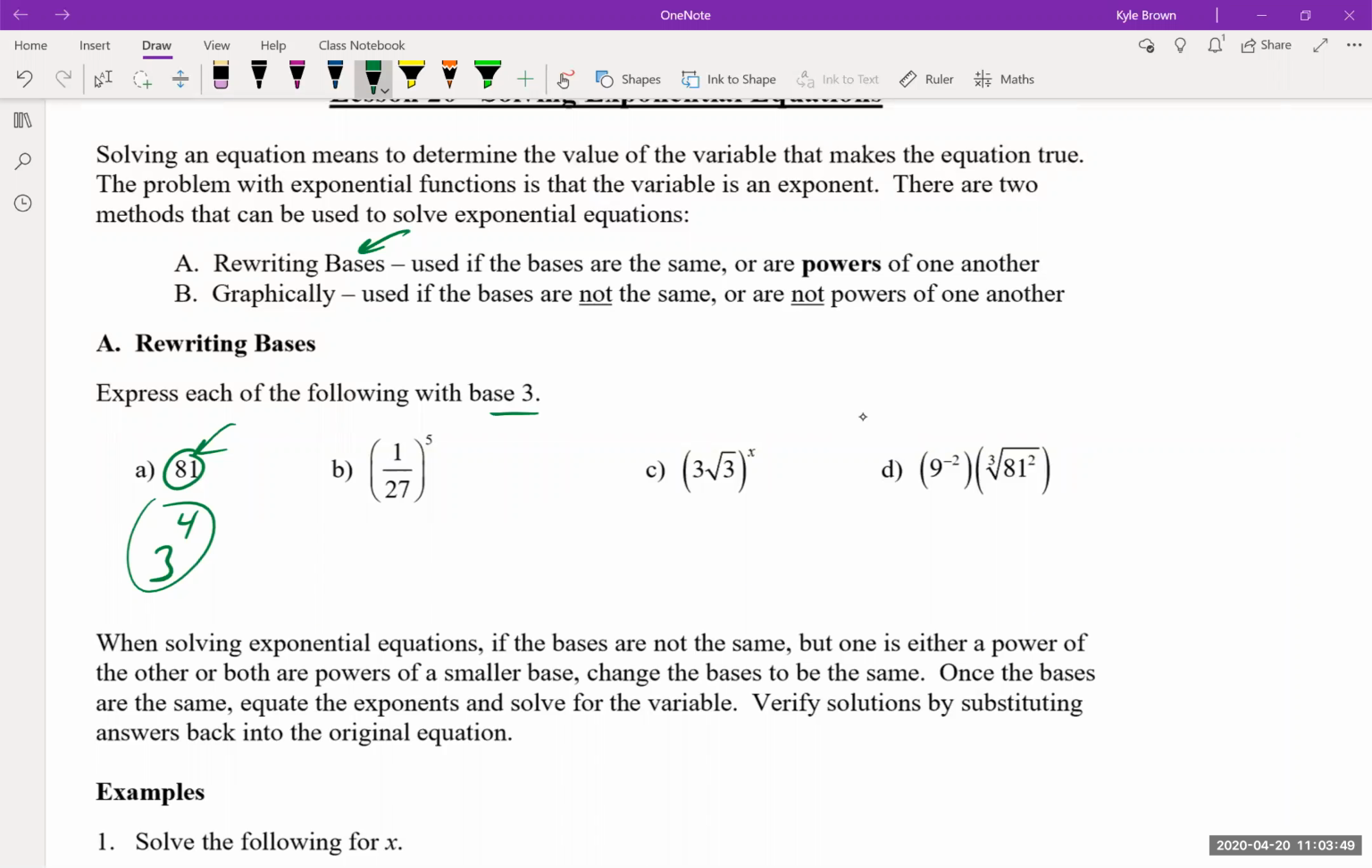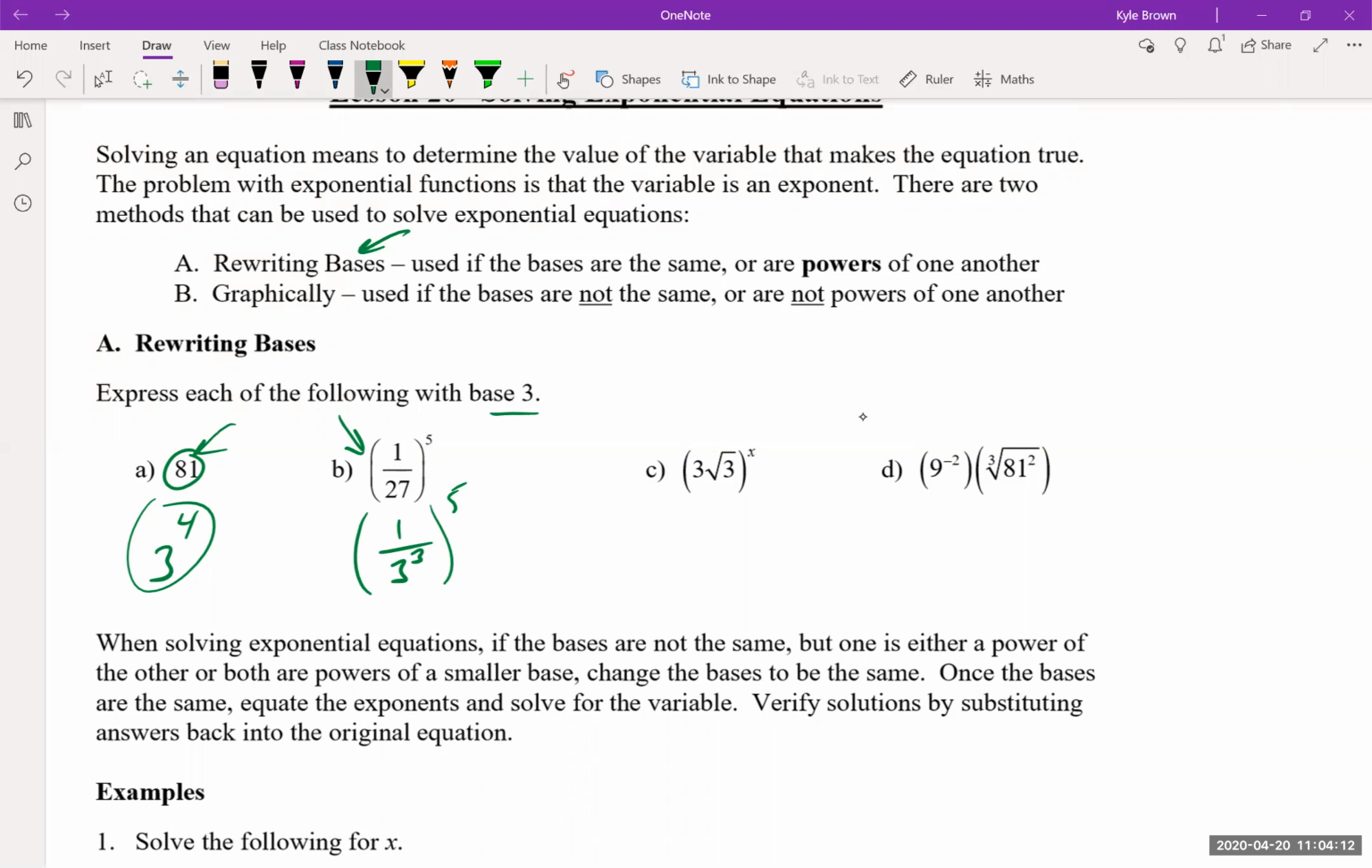So now this one with a base of 3. Little hints here. I'm looking at that 27. It's in the denominator, but I'm still looking at that 27 because I know 3 to the power of 3 is 27. So let's just do that for a second. Let's write this as 1 over 3 to the power of 3, all to the power of 5, right? It's just the same thing.